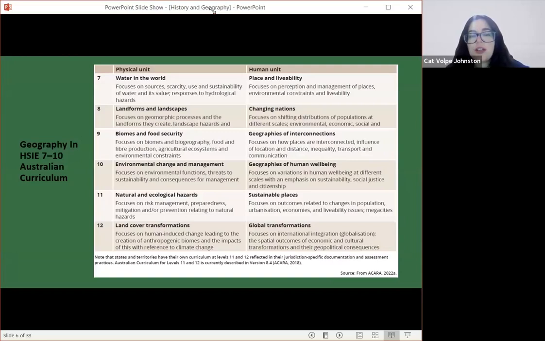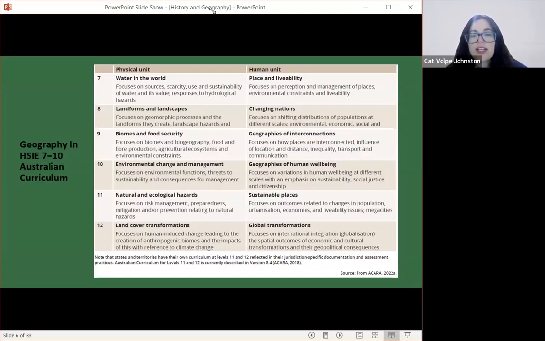There are different units in HSIE from 7 to 10, and overall the focus is usually either physical or human geography. Now the physical and human geography interconnect across all the units, but overall these are the different focus areas in each of the year levels. In Year 7, students are looking at water in the world. So we're looking at water scarcity, uses and sustainability of water and its value. And the human geography unit is on place and livability. So looking at the focus on perception and management of places, environmental constraints, and livability, and how to define what livability is.